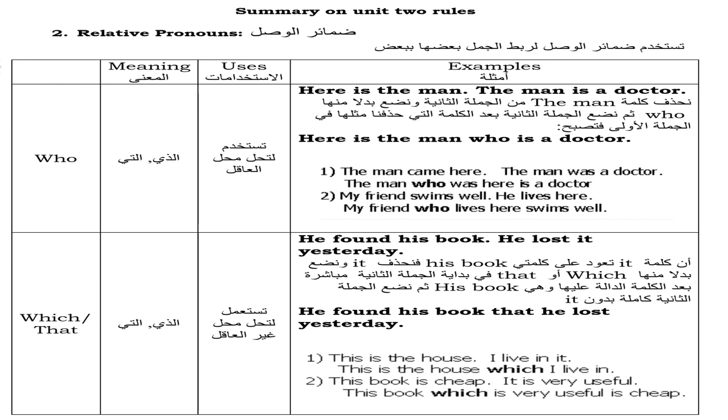Number two, which or that. He found his book. He lost it yesterday. He found his book that he lost yesterday. This is the house I live in. This is the house which I live in. Number two, the book. This book is cheap. It is very useful. This book which is very useful is cheap.